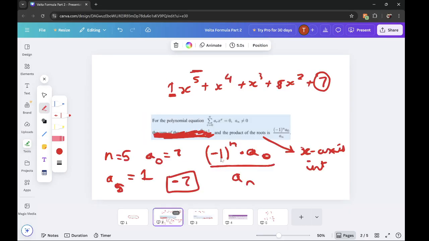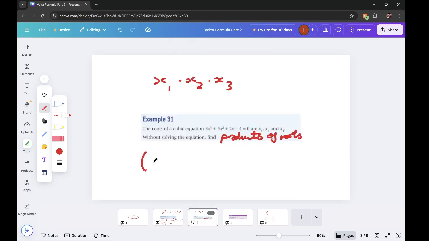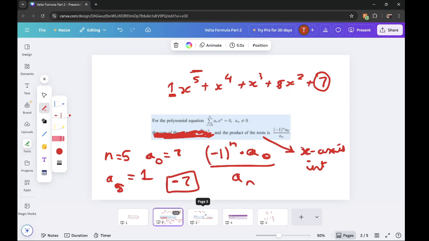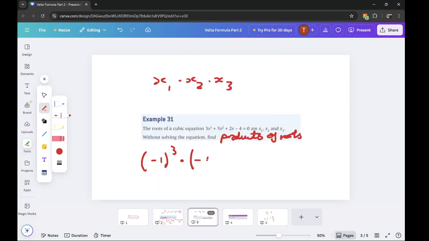We look back at our equation over here. So we do minus 1 to the power of 3 times a of 0, which is minus 4, over a of n, which is 3, x to the power of 3. This gives you an answer of 4 over 3, because this is minus 1 and this is a negative, so negative and negative makes positive. You get 4 over 3 as your answer. It's just as simple as that.